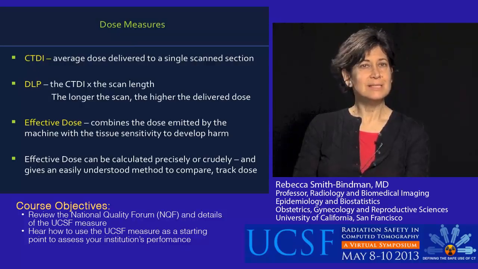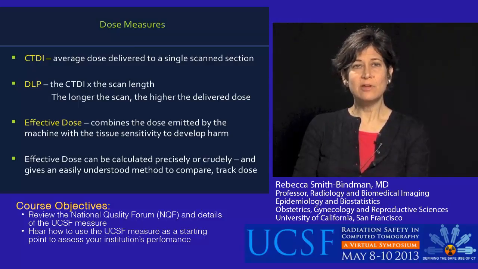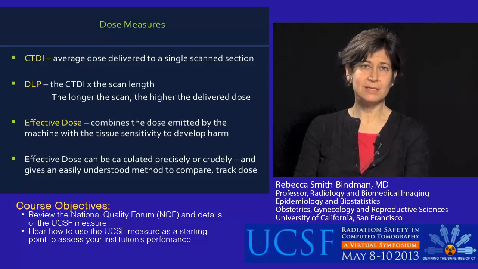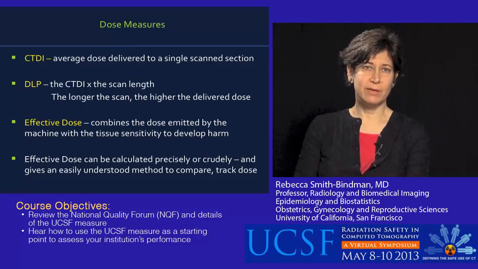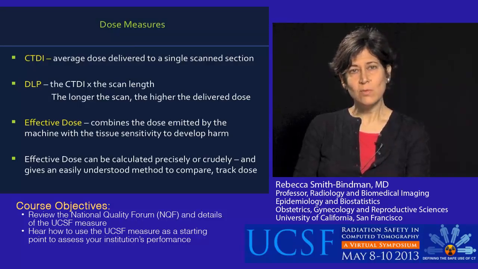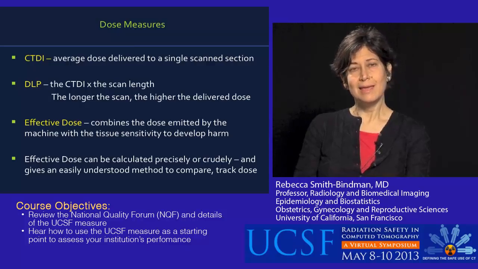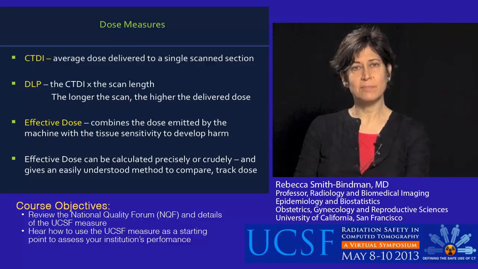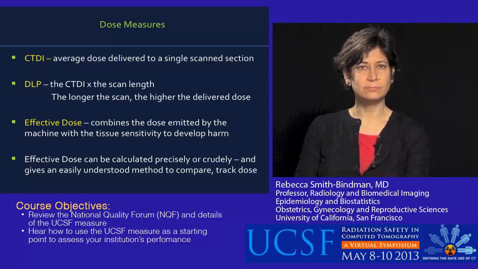DLP is equal to the CTDI times the scan length, so the longer the scan, the higher the number. Effective dose combines the dose emitted by the machine, which is reflected in CTDI and DLP, with tissue sensitivity to developing future harm. And there are many ways to calculate effective dose. You can do them precisely or crudely, and it gives, in my mind, an easy way to understand the patient's exposures across different kinds of tests, and therefore is very useful.